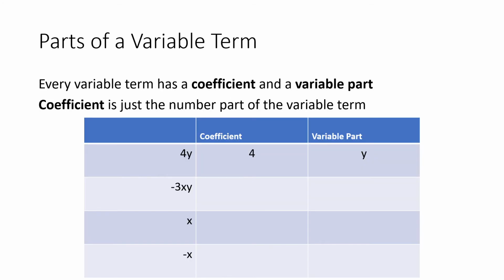There are actually parts of a variable term. Every variable term has something called a coefficient and a variable part. So what is a coefficient? Coefficient is simply the number part of the variable term. Okay? So here we have 4y. The coefficient of 4y is 4, and the variable part of 4y is y. Now let's do the same thing with the other examples. Here we have negative 3xy. The coefficient of that is negative 3, and the variable part is xy.